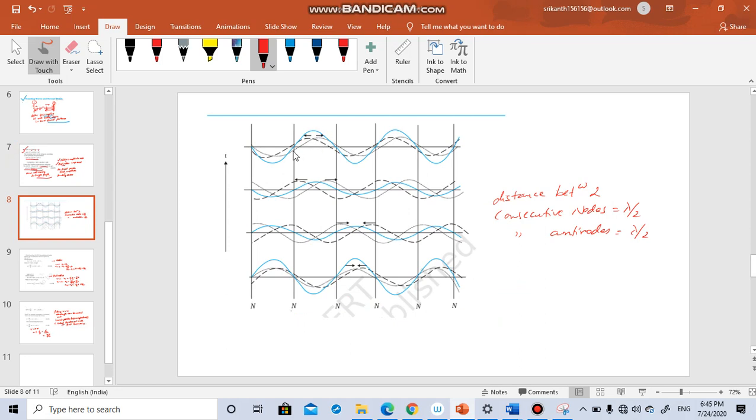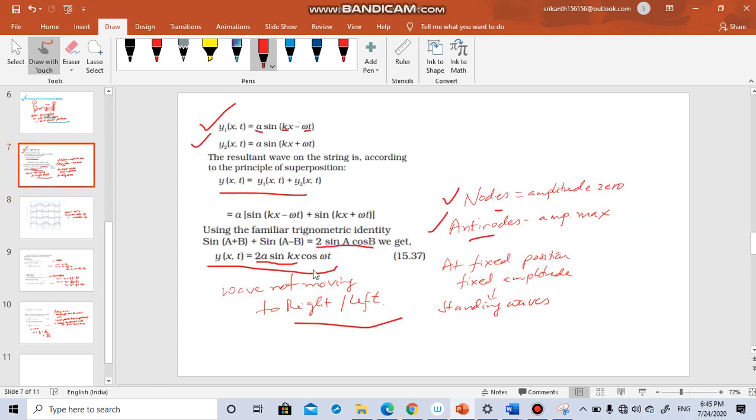Here you see a blue wave pattern, and then a slight light gray pattern. When you add them, you see this dotted pattern, which is the addition of these two. Nodes mean the amplitude is 0. Antinodes mean the amplitude is maximum. Maximum means 1, it can be the maximum value.